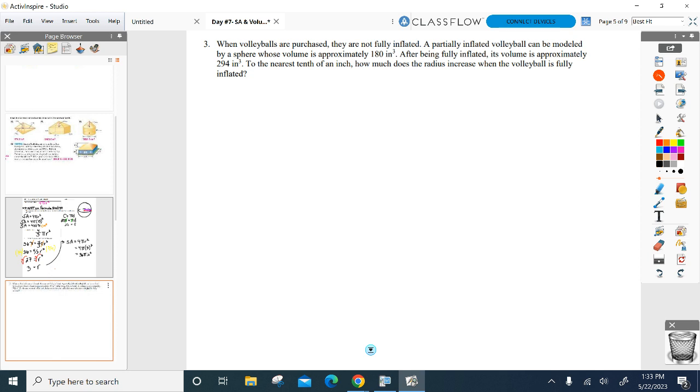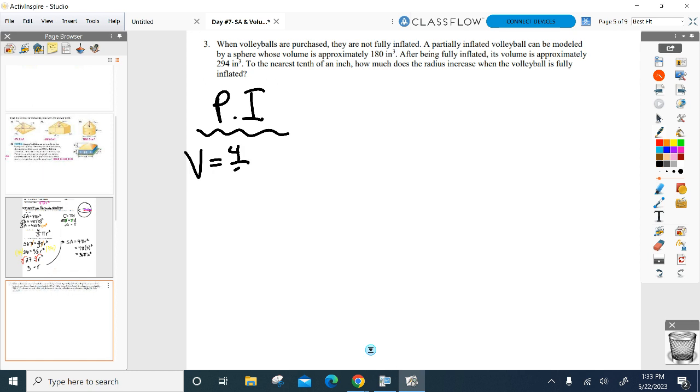Volleyballs, a partially inflated one and a fully inflated one. You see the volumes for each? What's the difference in their radius? Okay, I give you the volumes of each. What's the difference in their radius? I'm not going to call on people or anything here. I just want to make sure you notice something in here. So let me do the partially inflated one first, and then I'll let you go and work in your groups on this one.